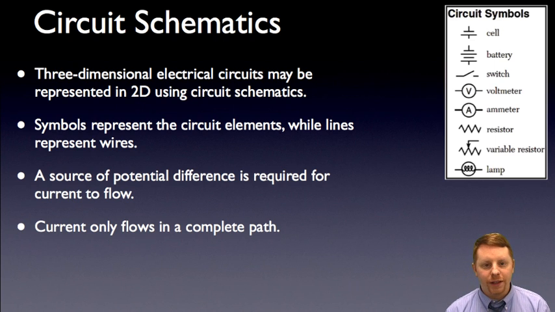Now, for current to flow, we need a source of potential difference, such as a battery or a cell. And note that current only flows in a complete path. If you open up the path at any point, current stops flowing.